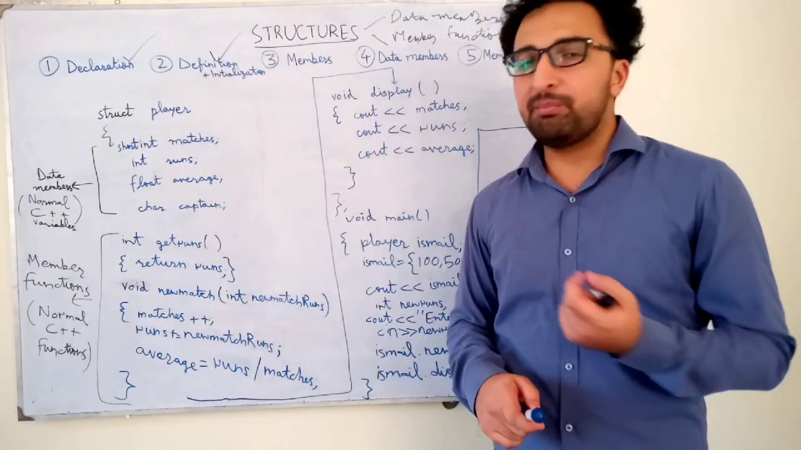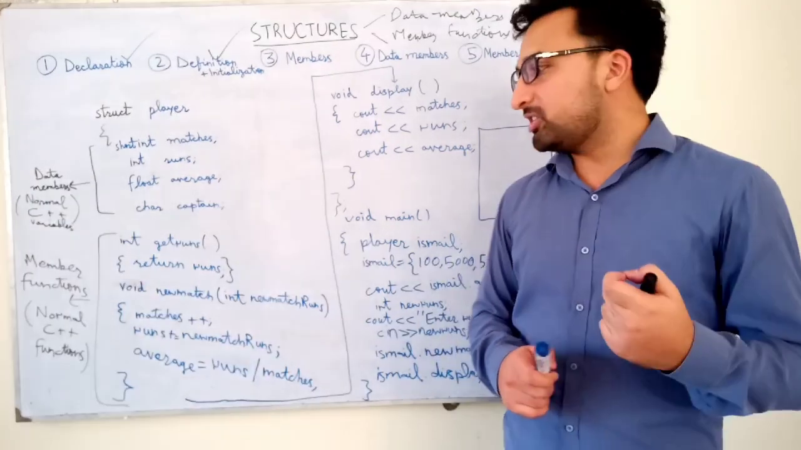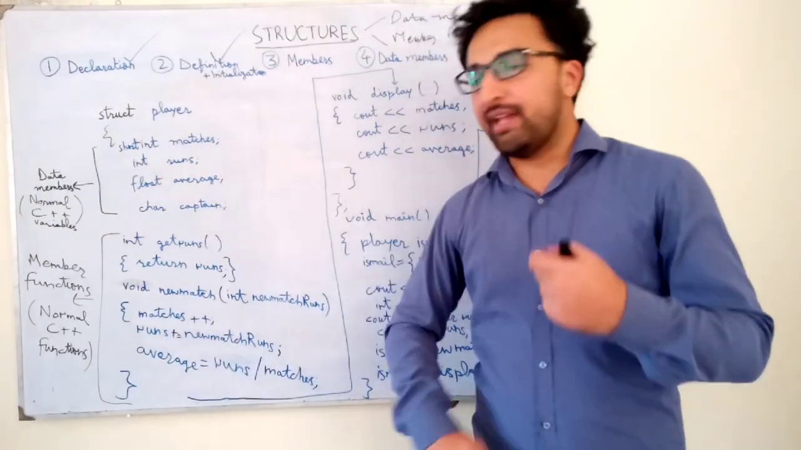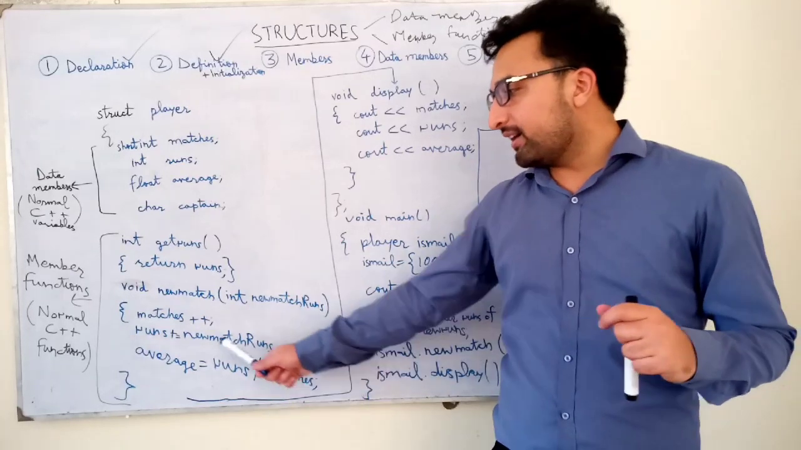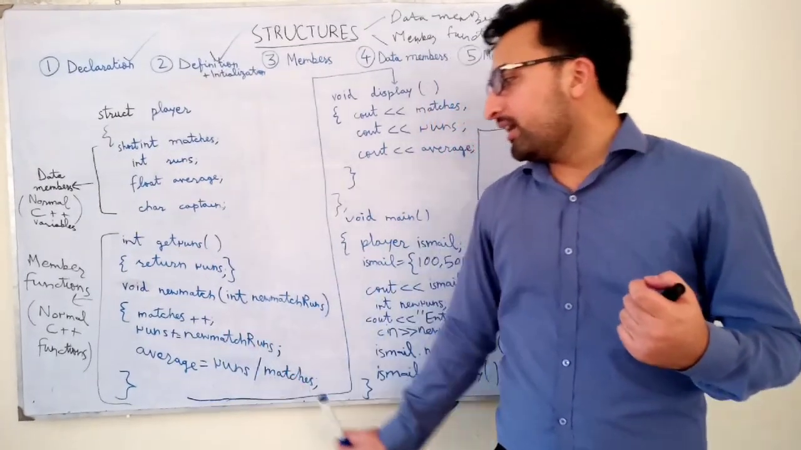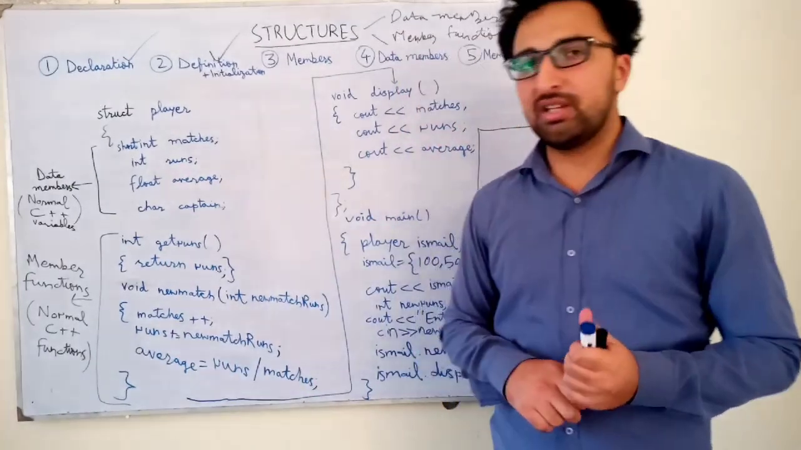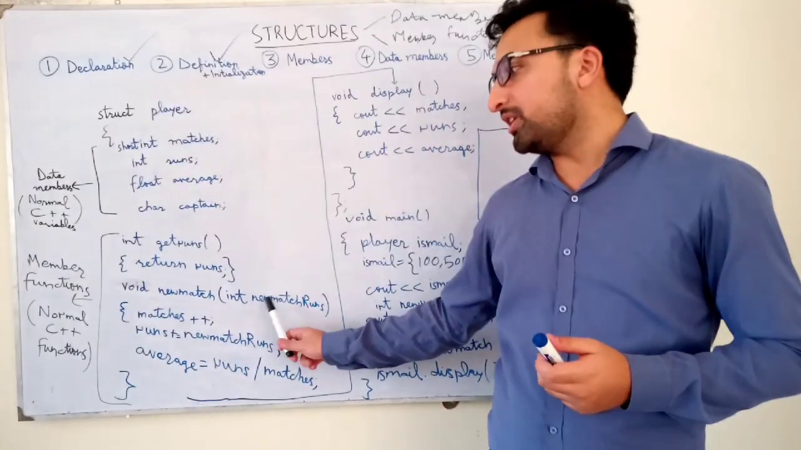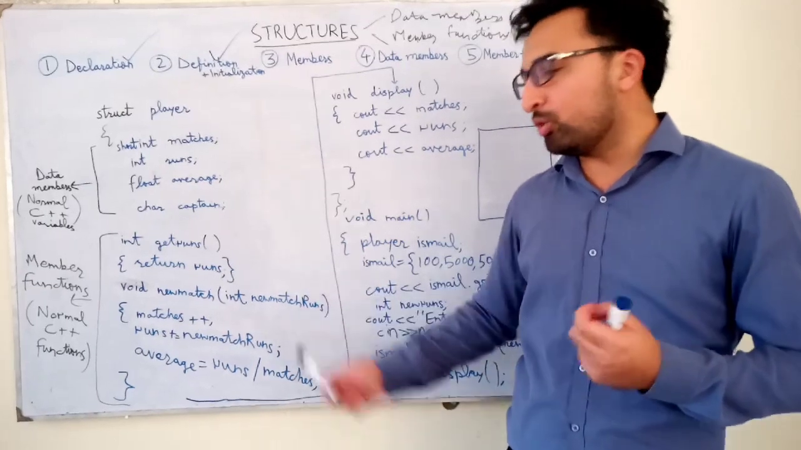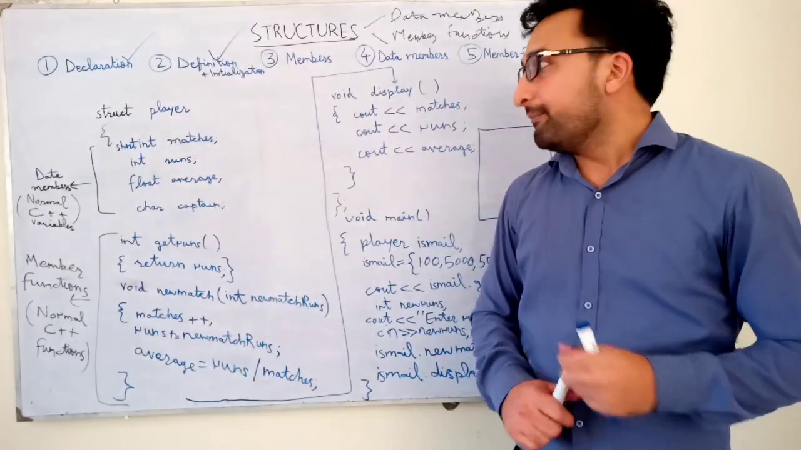It simply increments the matches by 1. It increments the run tally by the current runs plus the new match runs, and it updates the average by new runs and new matches. So all the data is updated through this particular function when it receives new match runs as an input.